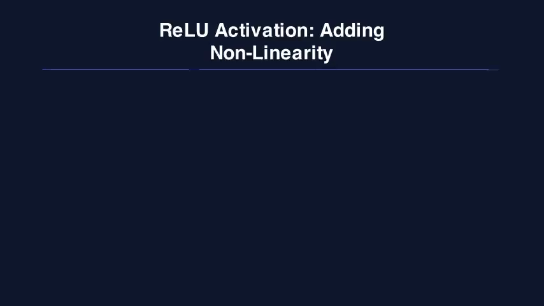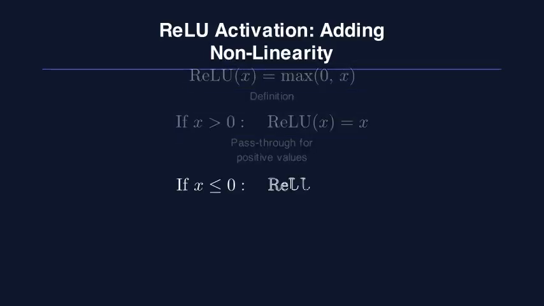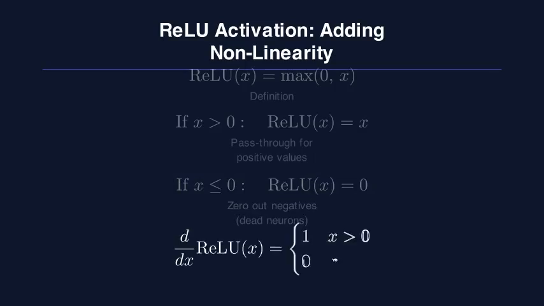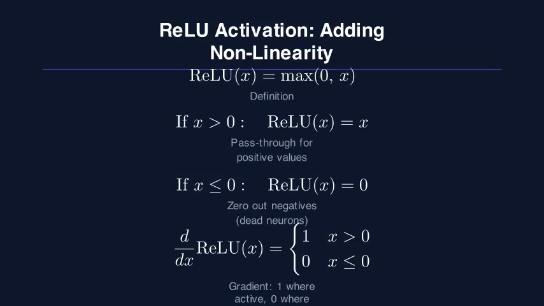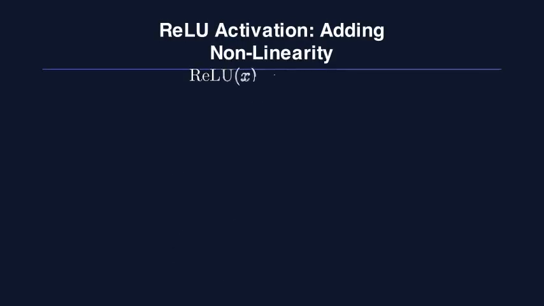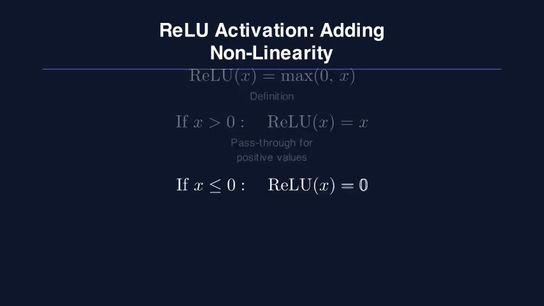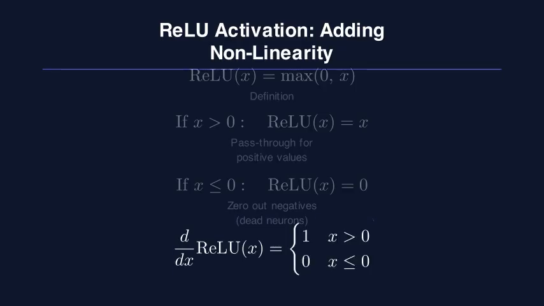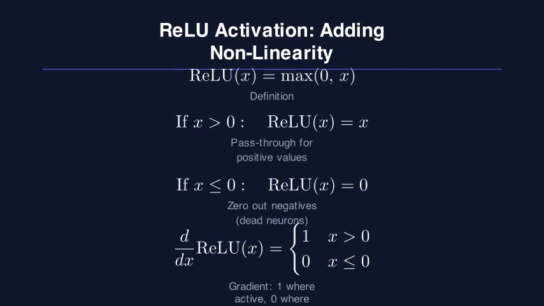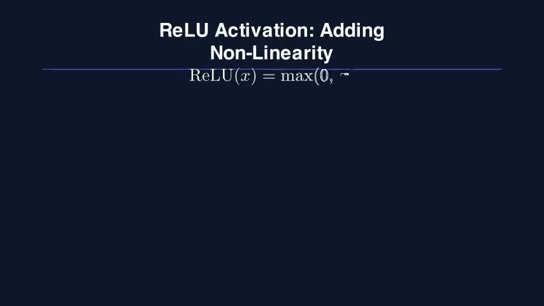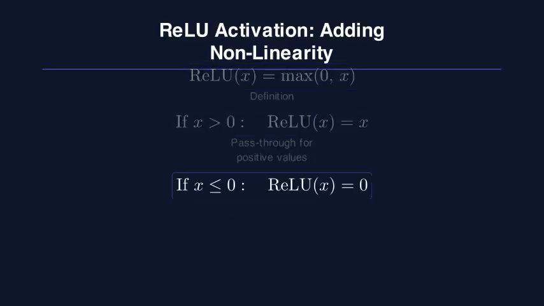After each convolution, we apply ReLU activation. ReLU simply clamps all negative values to 0. This introduces nonlinearity. Without it, stacking multiple convolution layers would be equivalent to a single linear transformation. The derivative of ReLU is straightforward: 1 for positive inputs during the forward pass, and 0 for negative inputs. This zero gradient for negative inputs is called the dying ReLU problem and will matter during backpropagation.